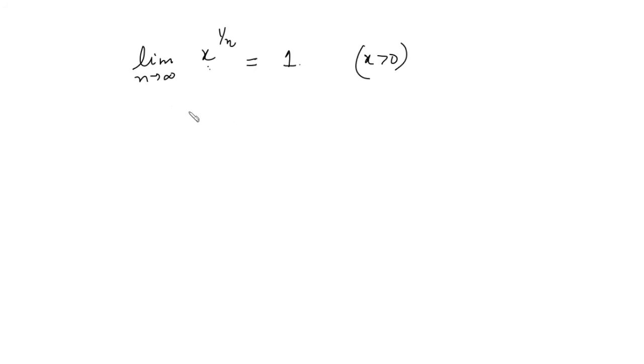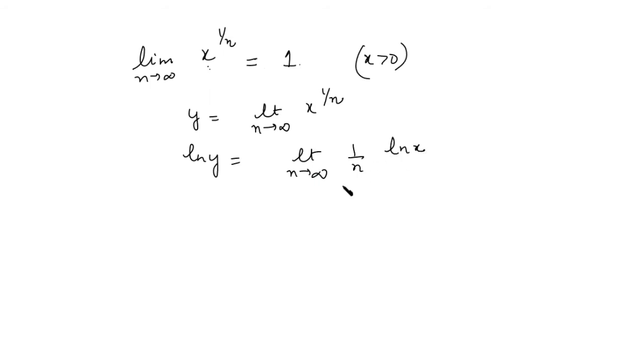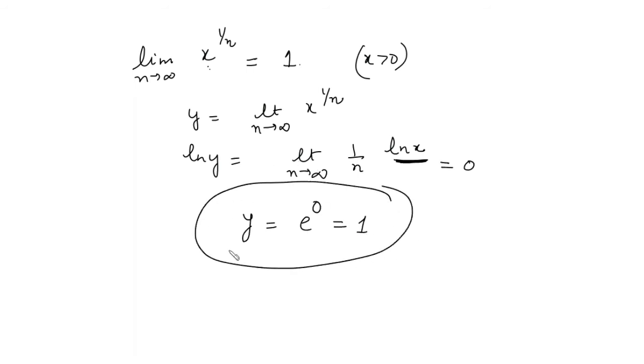And you can show this, again, by supposing that this is y. Now take the log to both sides. You will have ln y equal to 1 by n into ln x. Okay. Now since ln x is independent of n, when you take n tending to infinity, this is some constant. 1 by infinity will give you 0. So y is equal to e to the power 0, which implies that this is 1. So the limit of x to the power 1 by n, where n is going to infinity and x is positive, is always 1.